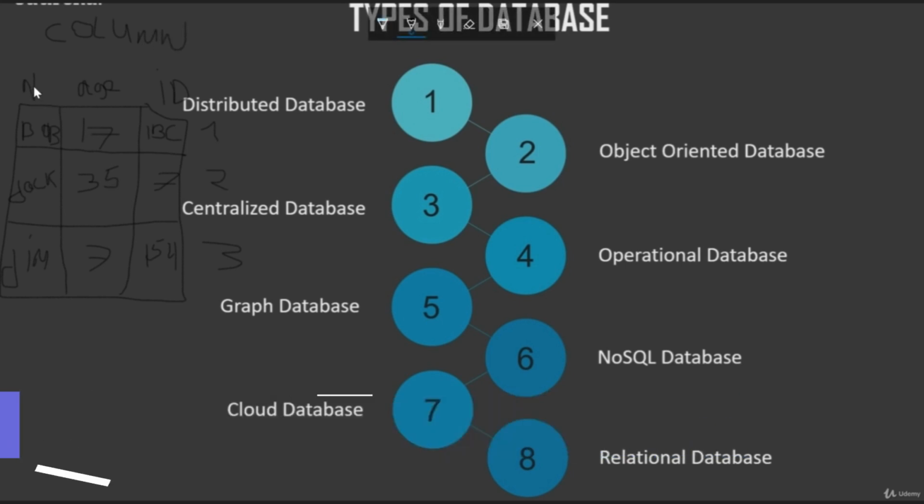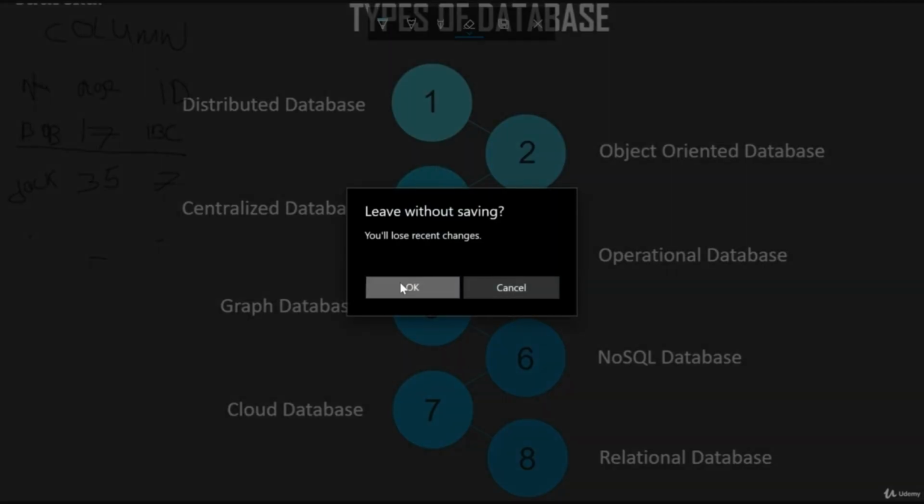Okay, guys. So column 1 is name, column 2 is age, and this column is the ID column. Records aren't columns. Records are rows: row 1, 2, and 3, or record 1, 2, and 3. Let's continue. Let's remove all of this, and I just want to show you guys NoSQL database.